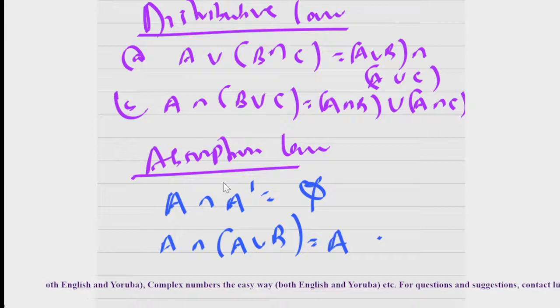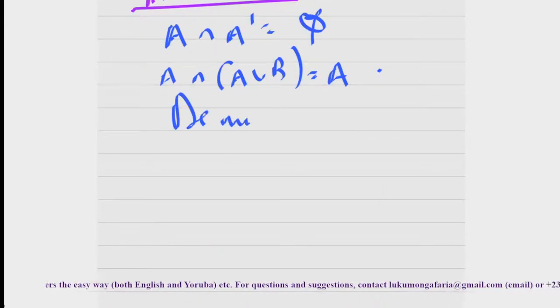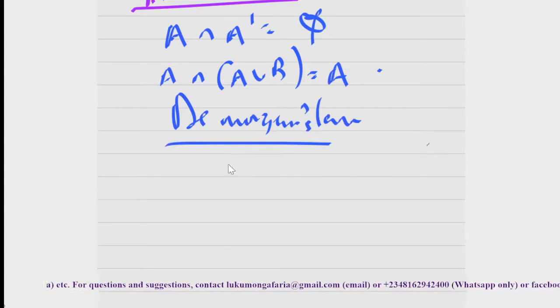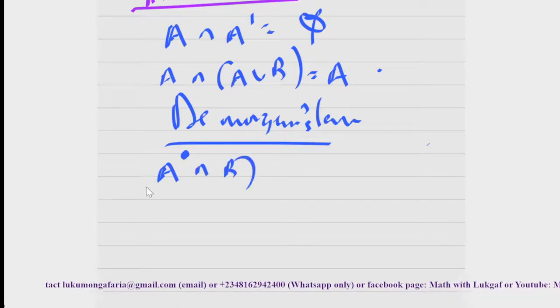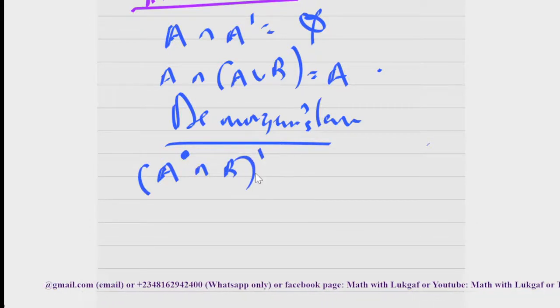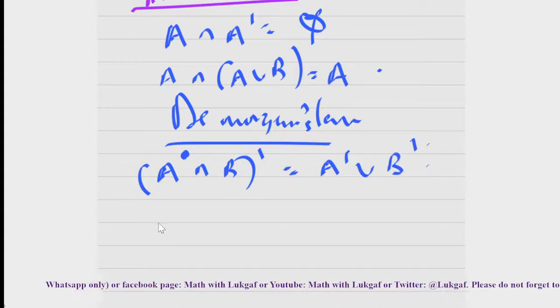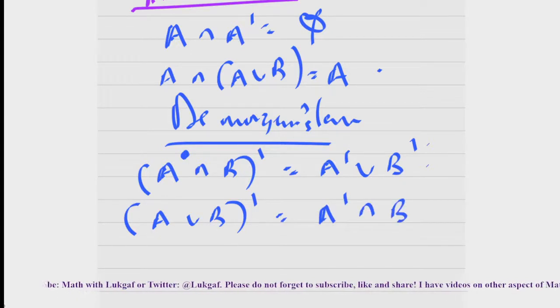And lastly, which is De Morgan property, which I've described up. Don't forget your De Morgan's law. What is De Morgan's law? The complement of the intersection of two sets is the same thing as the union of their complement. Likewise, the complement of the union of two sets is the same thing as the intersection of their complement.